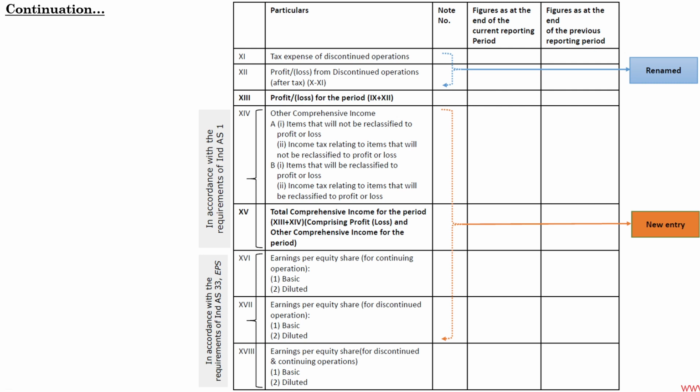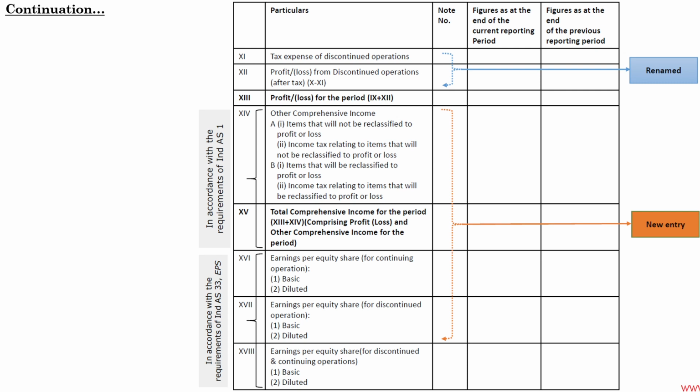That means if the company is dealing with more than one venture, or with more than one branch, one in a continuing pattern and another in a termination pattern, whatever it is, we have to show the total profit and loss of the entire business here. Next one, after finding out the total profit or loss during the period, the next heading is other comprehensive income. So what is meant by other comprehensive income?